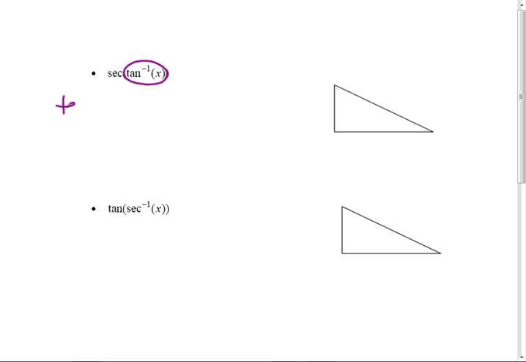It means the tangent of my angle is equal to x over 1. So here, I can put my angle either place. I'm going to put it here. The tangent is opposite over adjacent, so this is x and this is 1. What's this side? The square root of x squared plus 1. Is that okay?